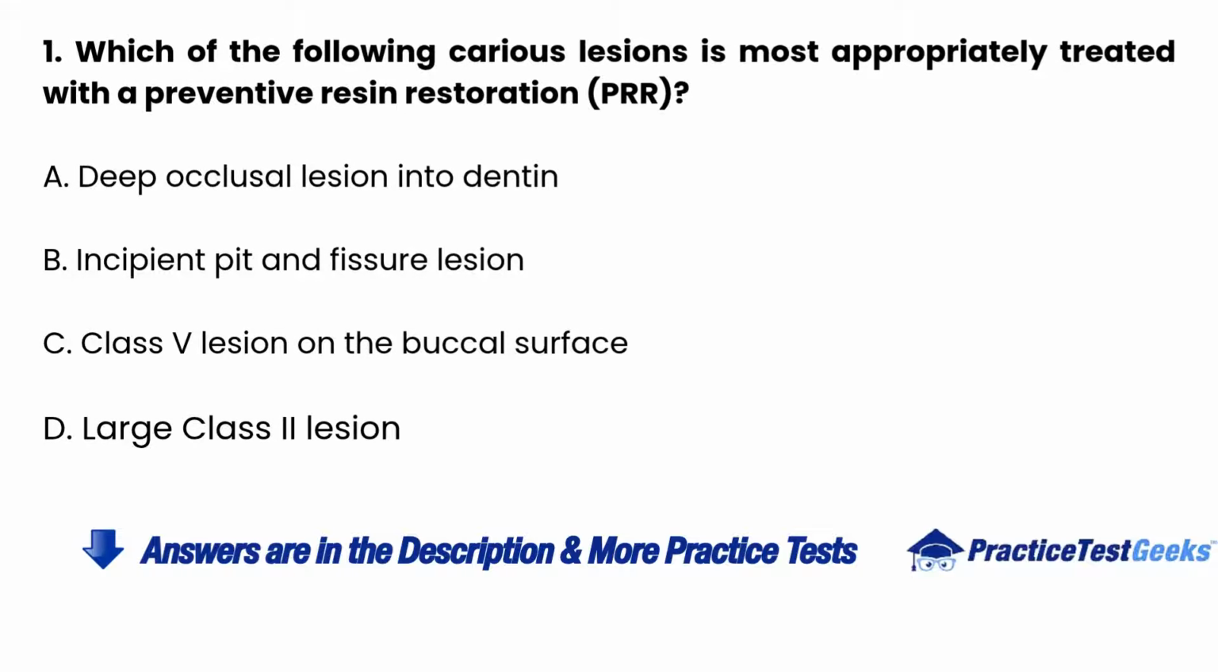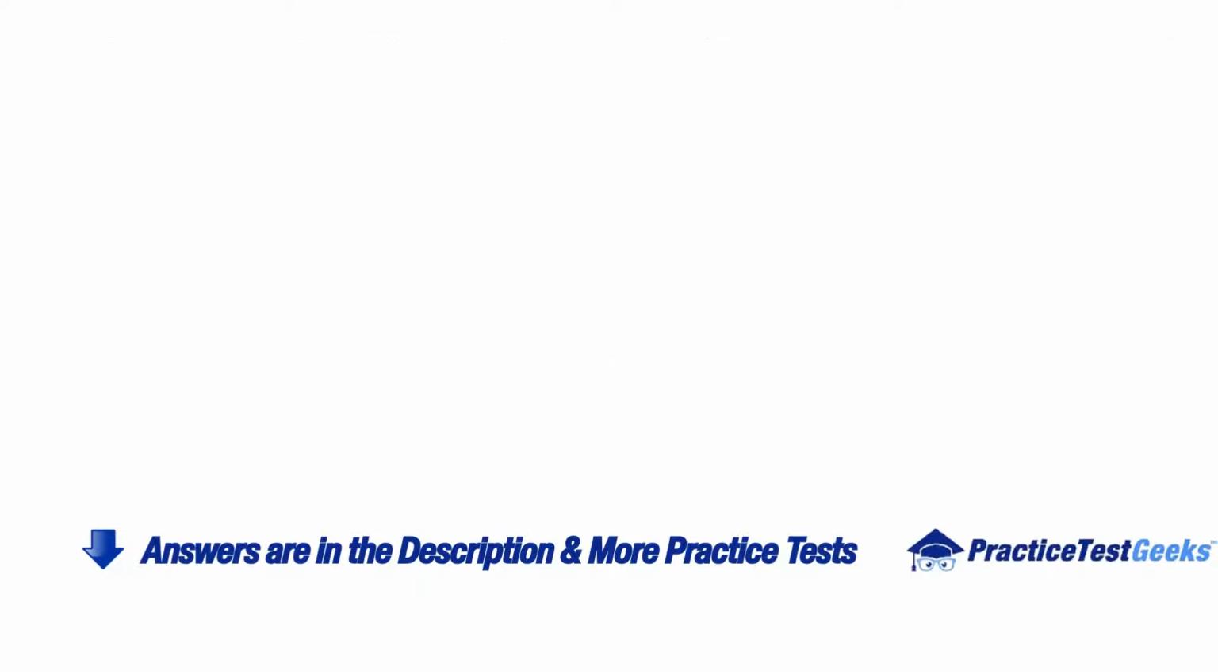1. Which of the following carious lesions is most appropriately treated with a preventive resin restoration (PRR)? A. Deep occlusal lesion into dentin. B. Incipient pit and fissure lesion. C. Class V lesion on the buccal surface. D. Large Class II lesion.